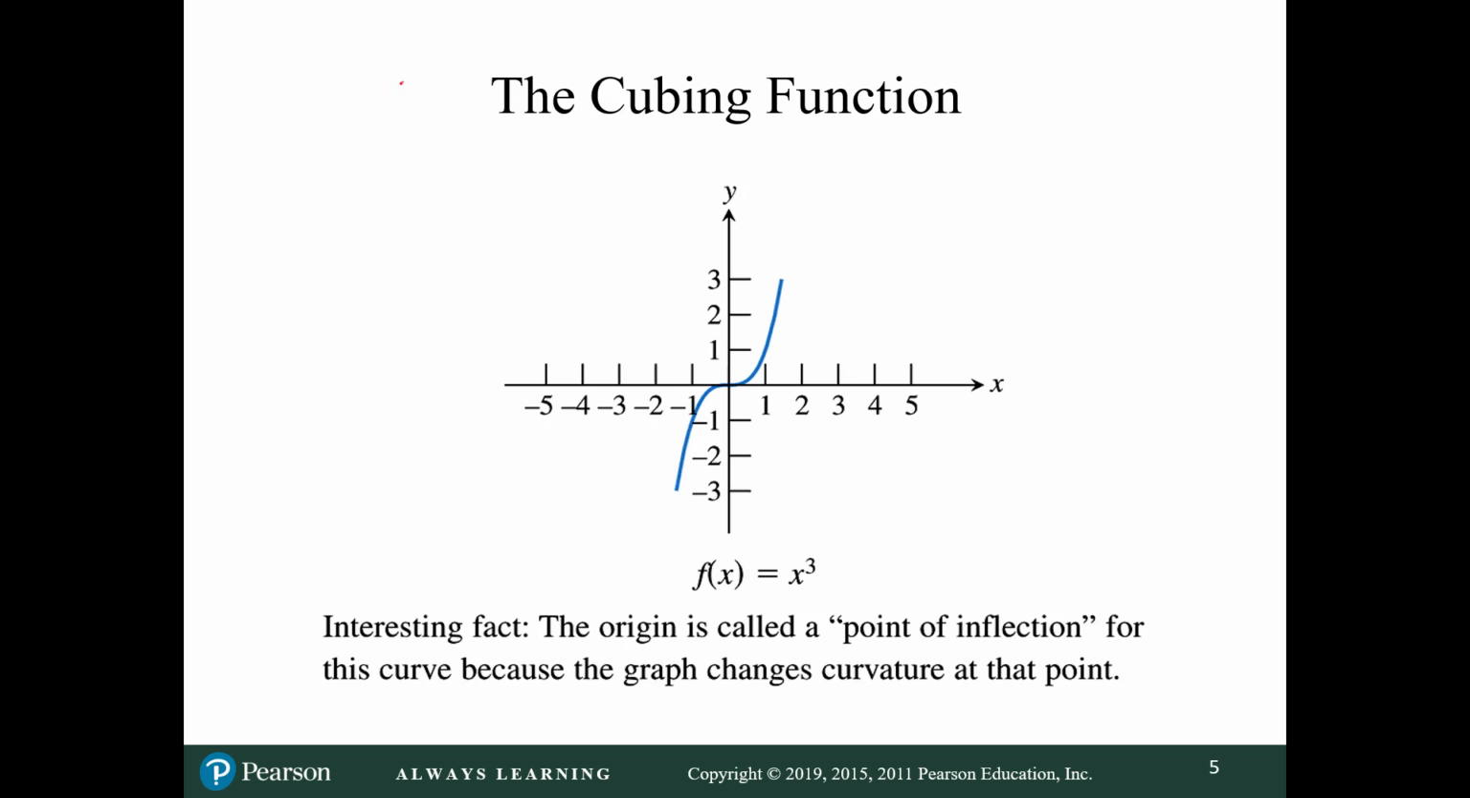Our third basic function is a cubing function. Our first one was x to the first power, our second one was x squared, our third one is x cubed. It's an odd function, so it flips over the x-axis and the y-axis. Its reflection is over both the x-axis and y-axis. So the cubing function, or the cubic function, is our third basic function.